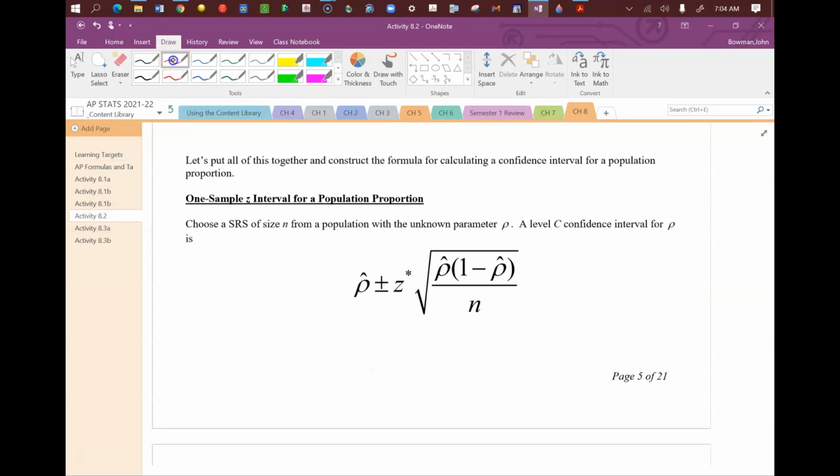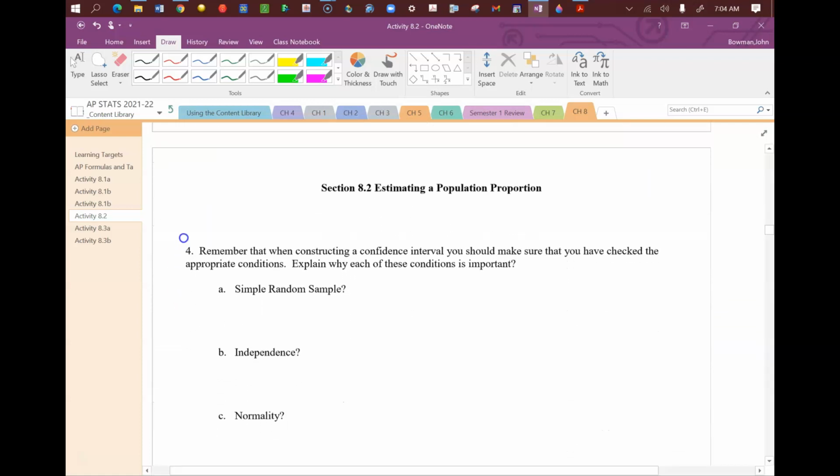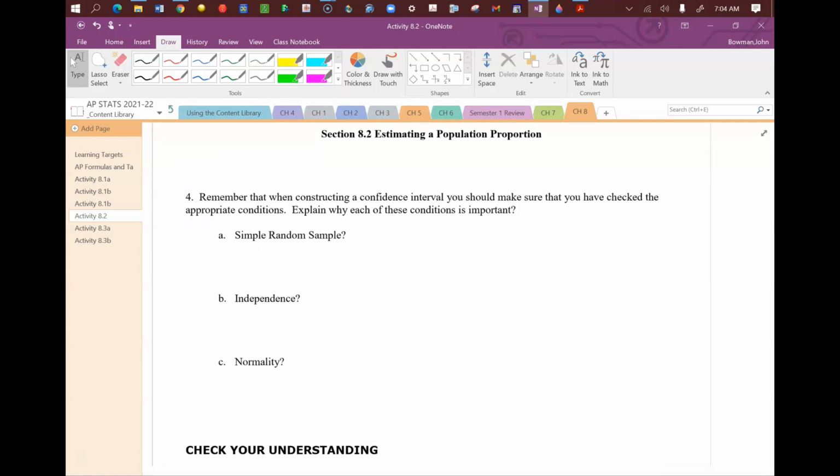So if you recall, we left off with this formula here for calculating a confidence interval, and we talked about the necessary conditions. So let's go back to those necessary conditions. In number 4, we're asked to remember that when constructing a confidence interval, you should make sure that you have checked the appropriate conditions. Explain why each of these conditions is important. So pause the video for a minute and think about the answer to those questions.